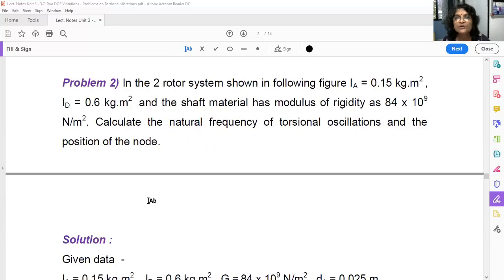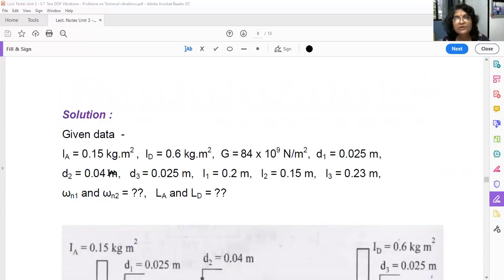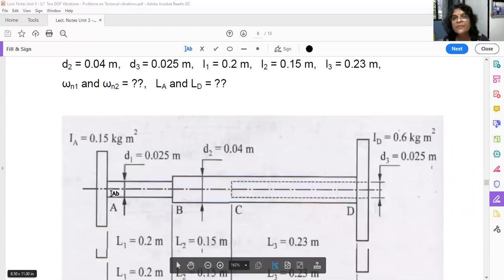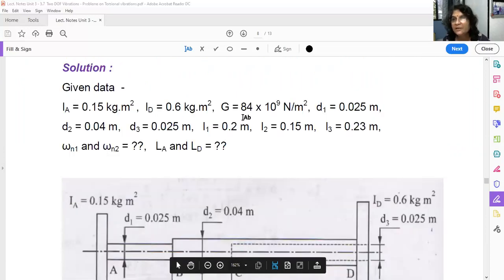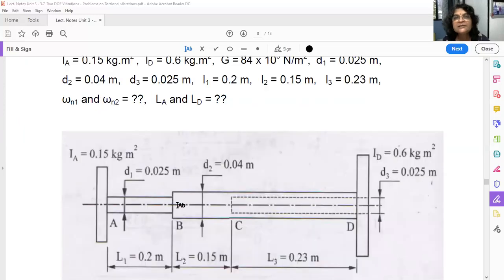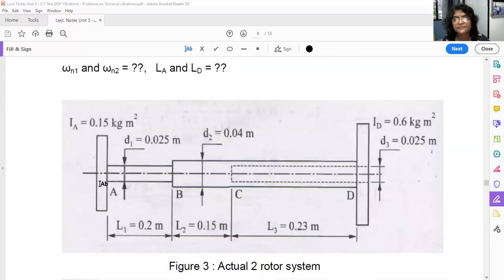So what is the given data? IA and ID are given to you, that is the mass moment of inertia of rotor A. See, these are the two rotors. Rotor A, rotor D is given. Then G, the modulus of rigidity, is given. Then see here, this is the system. Let us analyze the system.